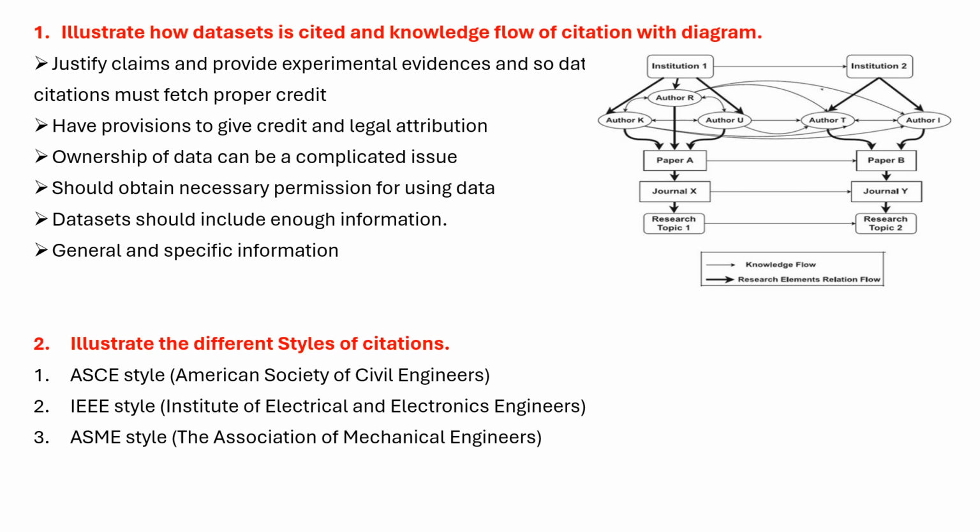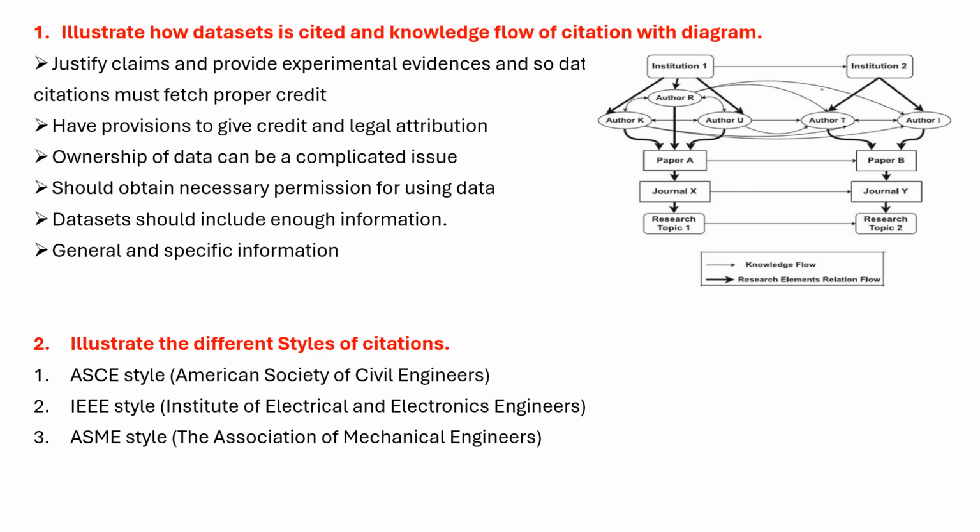Moving on to the next question, illustrate the different styles of citation. So you have 3 styles of citations: ASCE, that is the American Society of Civil Engineers; IEEE, the Institute of Electrical and Electronics Engineers; and ASME, the American Society of Mechanical Engineers. So these are the 3 styles of citations. You have to list down these 3 and provide an example of how each style looks.